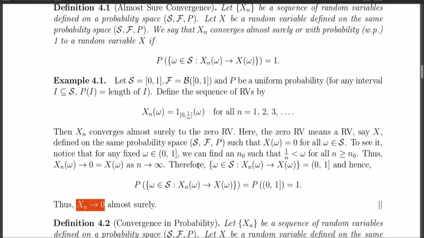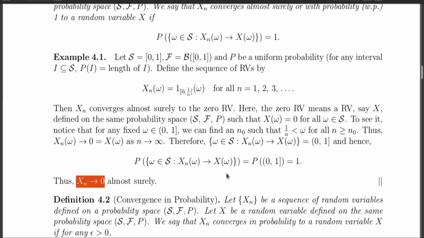Okay, the proof I hope is fine, and it's not difficult, but the main thing is that what we have done is we try to find the collection of all omega in S such that xn omega converges to x. Once I can find this set, I try to find the probability of this set, and I check whether the probability of this set is 1 or not. If the probability is 1, it converges almost surely. If not, xn does not converge to x almost surely.